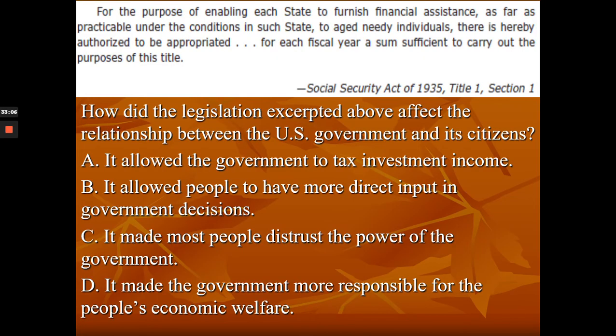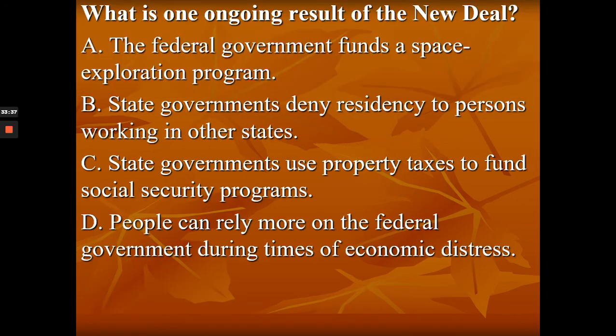Okay. All right, here's another Social Security question. So, how did the legislation excerpted above, Social Security, affect the relationship between the U.S. government and its citizens? Always read the passage, but right now, answer based on what you know about Social Security. The answer is, hit pause, the answer is D. The government more responsible. Remember, more government intervention, okay?